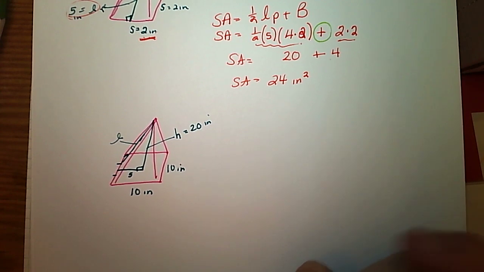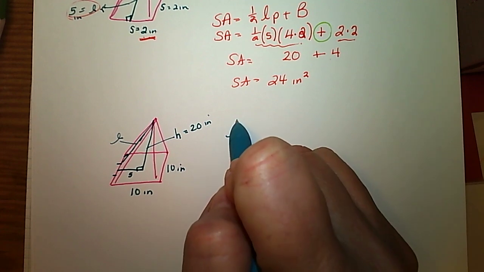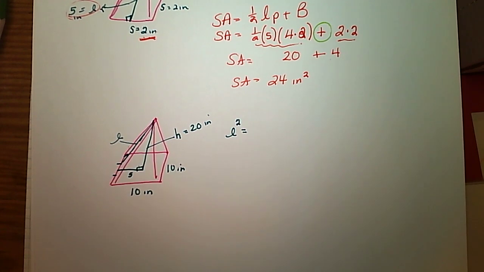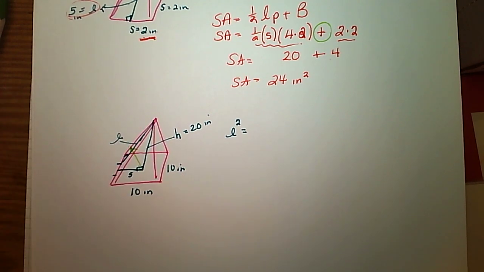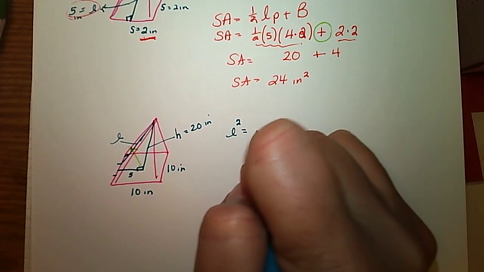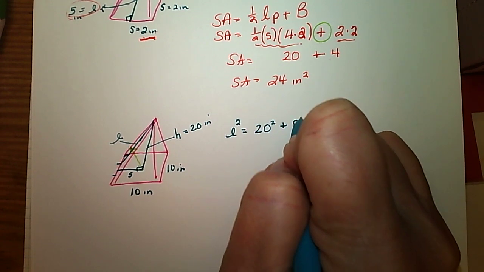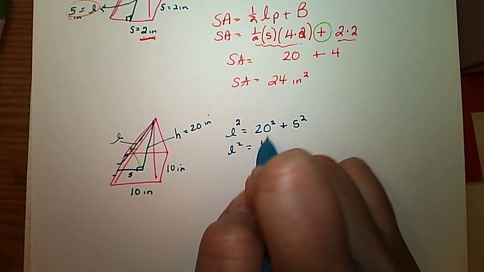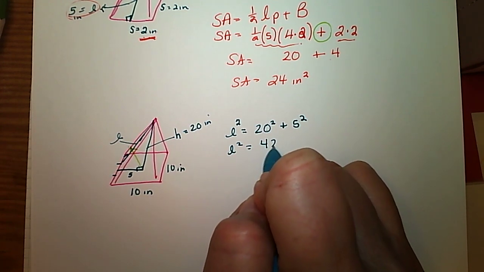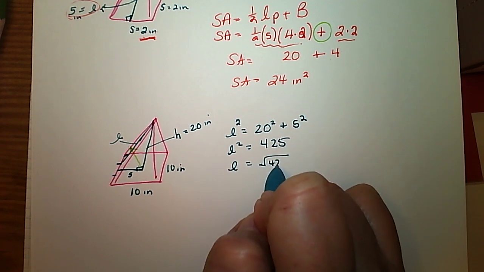Exactly, my Pythagoras. So to find my lateral here, I'm going to say my lateral squared, because it will be my C since it's directly across from my right angle. So my lateral squared equals my height squared plus my side squared. So the lateral squared is 425 because that's 400 and that's 25. So now my lateral, I'm just going to leave it as the square root of 425.